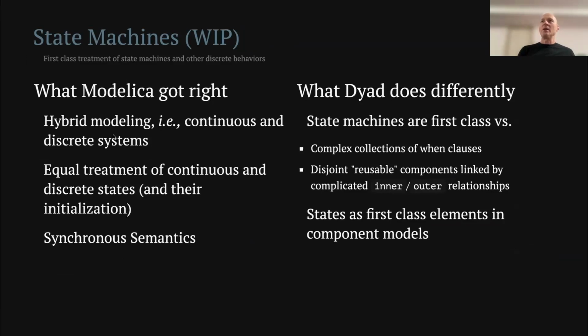Okay, in Dyad, we also have state machines. There's a lot of things that Modelica got right in terms of both hybrid system modeling and modeling of discrete systems and synchronous systems. One of the things that we do differently is we have state machines as kind of first class constructs. So, we want to avoid trying to model things as complex collections of when clauses where you can't reason about what states are reachable. We also wanted to have them be more first class so that you don't have to use sort of complex inner outer relationships in order to model states through a hierarchy. So states will be a first class element in our component models. So that's what Dyad will do differently.